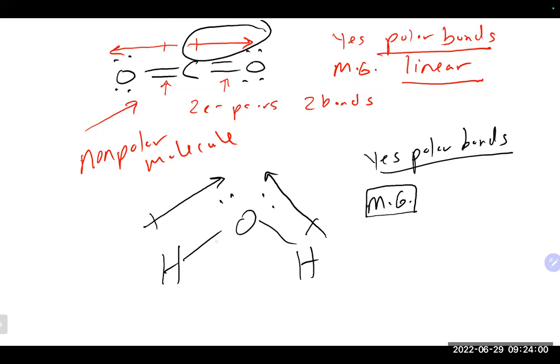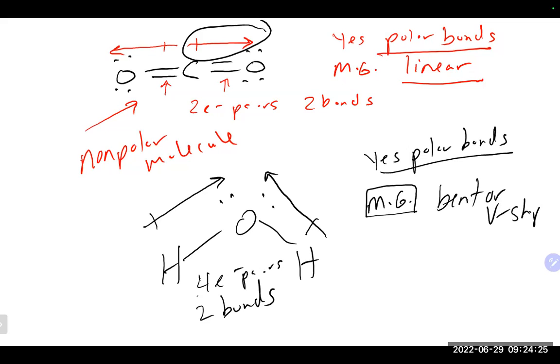How many electron pairs are there around the oxygen? Anyone? 4, thank you. And it has 2 bonds, yes. So something with 4 electron pairs is tetrahedral for electron pair geometry. The molecular geometry, though, with 2 bonds is bent or V-shaped. And that's why water is always drawn, as we talked about, in this shape.